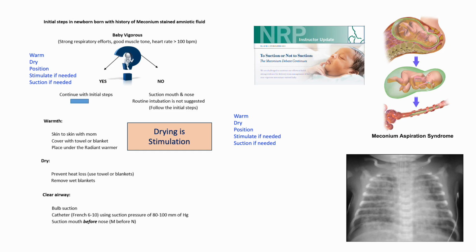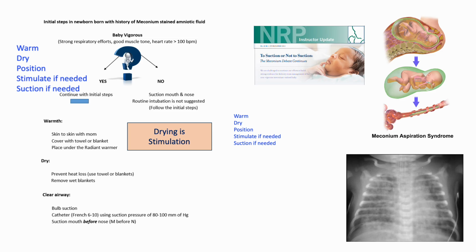And what about the resuscitation part? There are two ways. If the baby is vigorous, of course, you don't have to do anything. Just follow the initial steps of resuscitation, which are dry, warm, position, and like we said, stimulate and suction only if needed. In a meconium baby, if you see fluid already in the mouth, just suction it, and you don't have to wait and follow everything in order. So if you see the baby has secretions in the mouth and the nose, you suction them, of course.